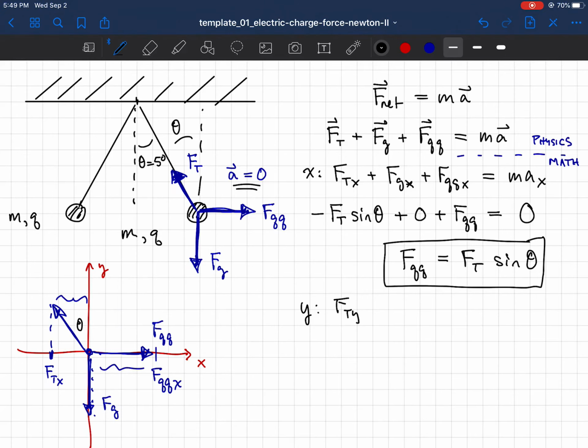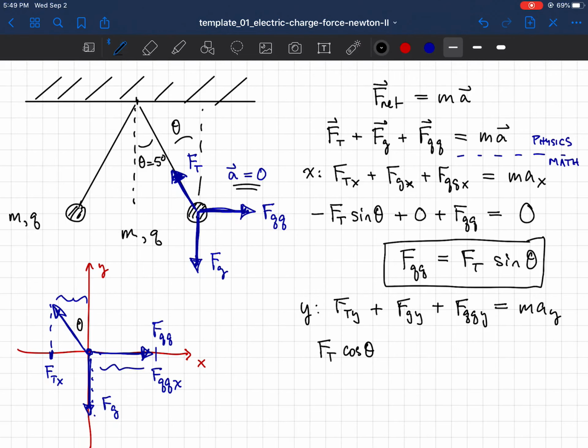So again, we write out F_Ty plus F_gy plus F_qqy is equal to m a_y. Then we get those components. So we can see here that F_Ty is this number here. That's the adjacent side of this triangle, and it's a positive number, so it's going to be F_T cosine theta.